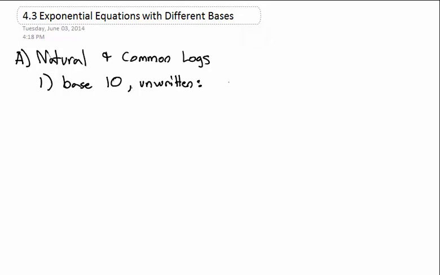In other words, if we've got, let's say, 10 to the third power equals 1,000. And we wanted to write this in log form. We would write this as log base 10, which we would not write, of 1,000 is equal to 3. So whenever we do not see a base written, we will always assume it's a base 10. And in fact, whenever we have a base 10, we won't write it.